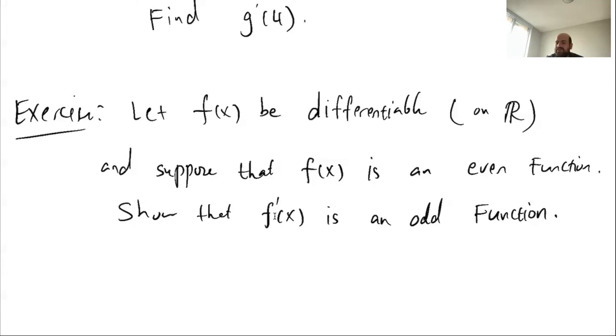Okay, so do not give examples. You cannot say, for example, f of x equals x squared is an even function, and then f prime of x equals 2x is an odd function. Your argument has to be valid in general for any function f, which is even. Then you have to show that f prime must be odd.